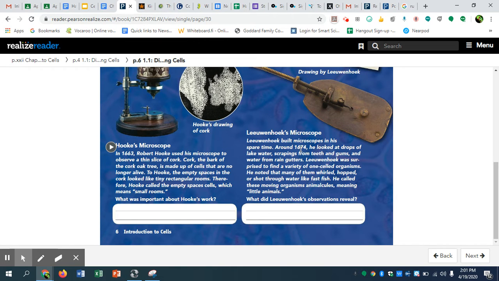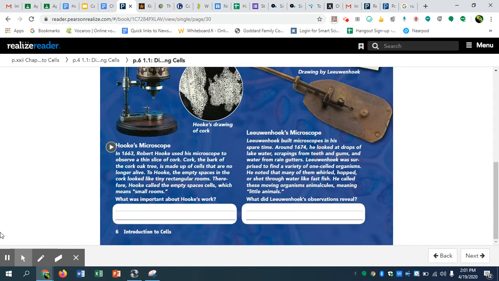Around 1674, he looked at drops of lake water, scrapings from teeth and gums, and water from rain gutters. Yummy. Leeuwenhoek was surprised to find a variety of one-celled organisms, and he noted that many of them whirled, hopped, or shot through the air like fast fish. He called these moving organisms animalcules. That means little animals. So what did they reveal?